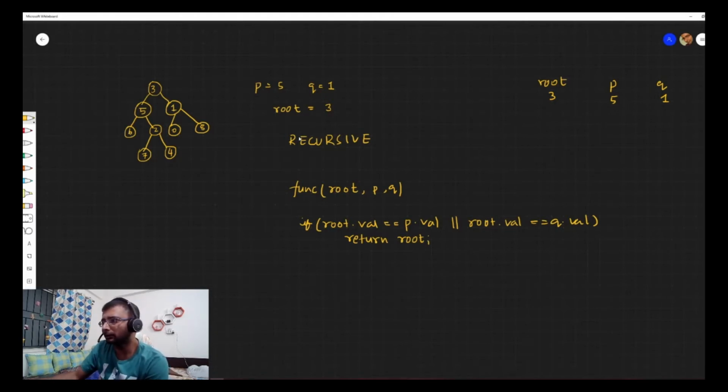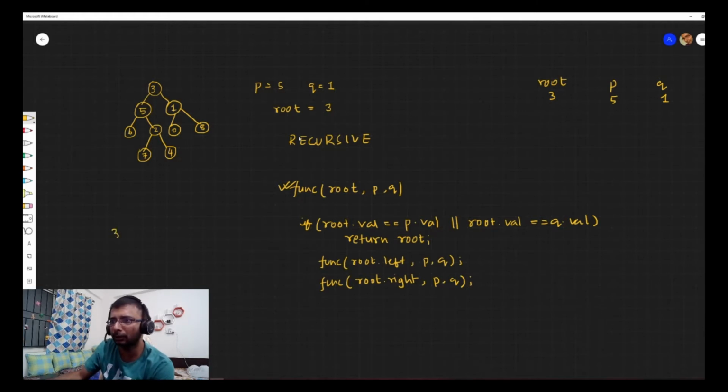So what we'll straight away start doing is calling this function itself again. So what will we be calling this with? We'll call this with the left part of the tree and P and Q, the thing that we are looking for. And at the same time, we'll also call the same function again with the right part of the tree with P and Q. So what happens is when 3 is not matched, first we start exploring the left side of the tree, and then we start exploring the right side of the tree.